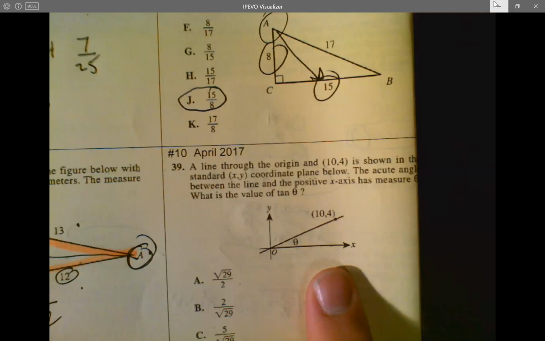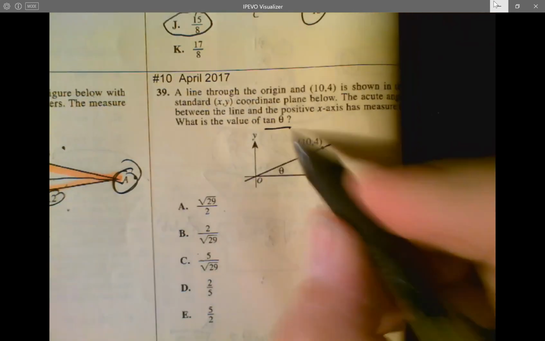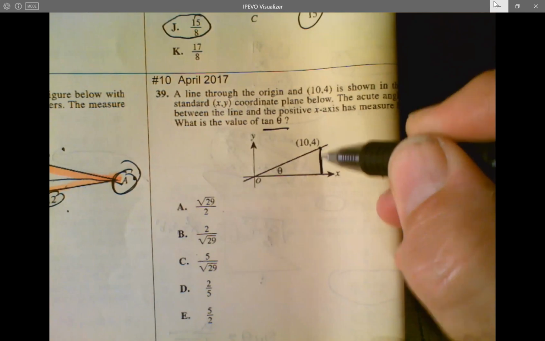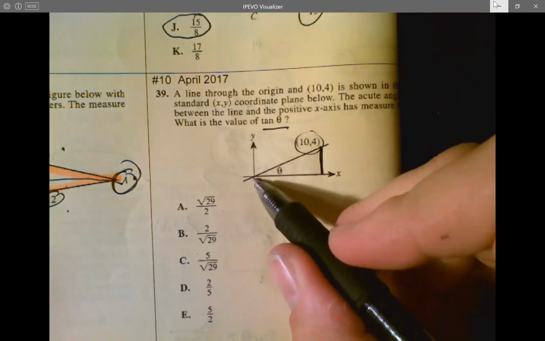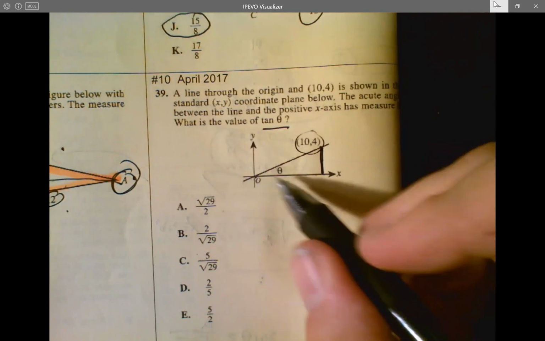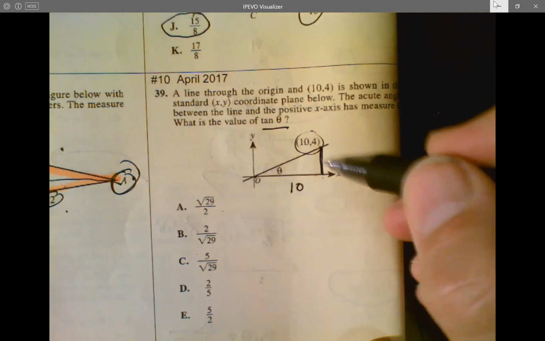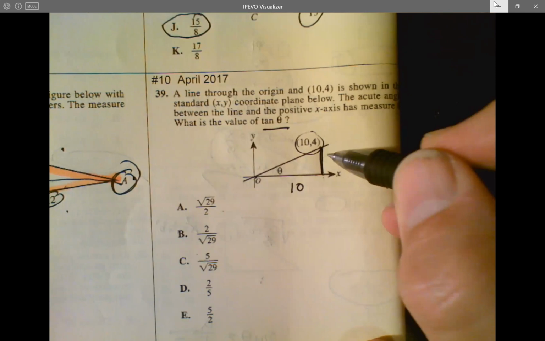Okay, the one next to it, I think the way it's laid out is a little confusing. They're asking for the tangent of theta and you don't see a triangle. But if you all draw a vertical line segment here, see, this point tells us everything. Like the 10 is the x value, right? So from here all the way to here is a distance of 10. The 4 is the y value, right? It's a distance from here all the way up. That's a distance of 4.